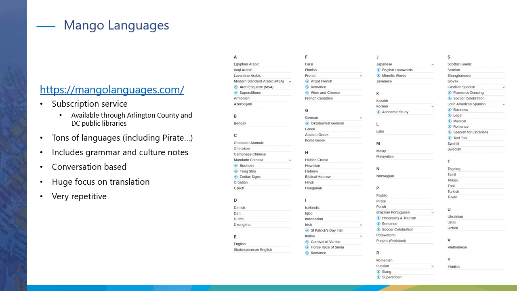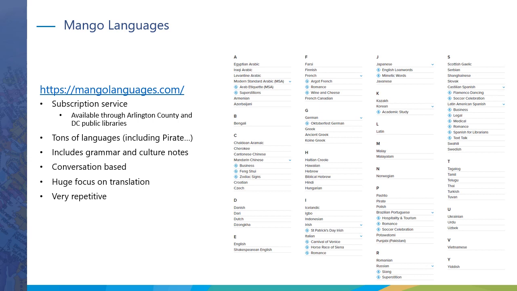The next resource for beginning learners is Mango Languages. Mango Languages is a subscription service. However, a lot of public libraries subscribe for their users, so you can access Mango for free if you have a library card. I know, for example, Arlington County and DC Public Libraries both have access to Mango for their library card holders. So your student might want to check and see if they have a library card, if their library offers it as well.